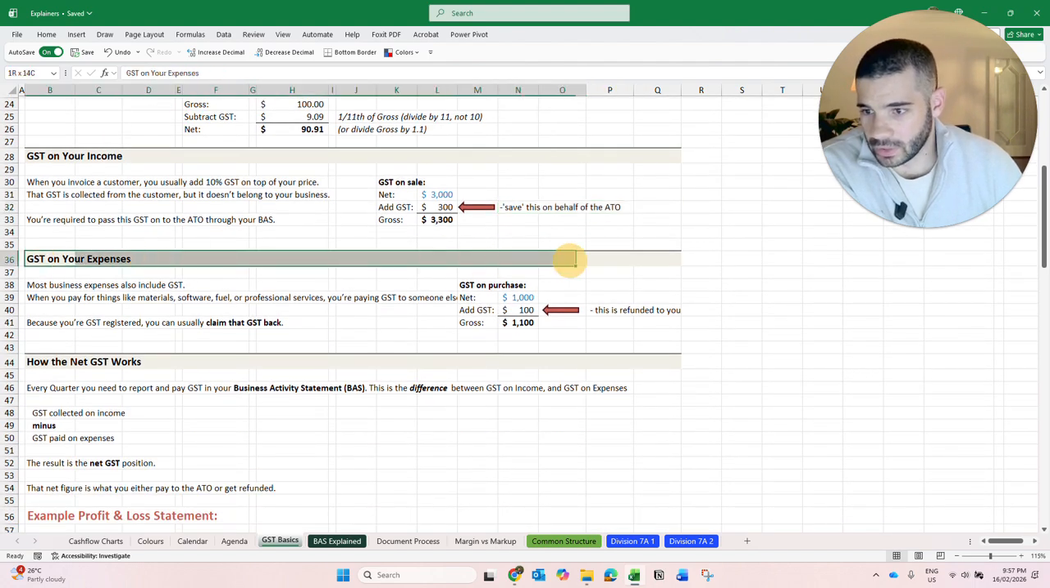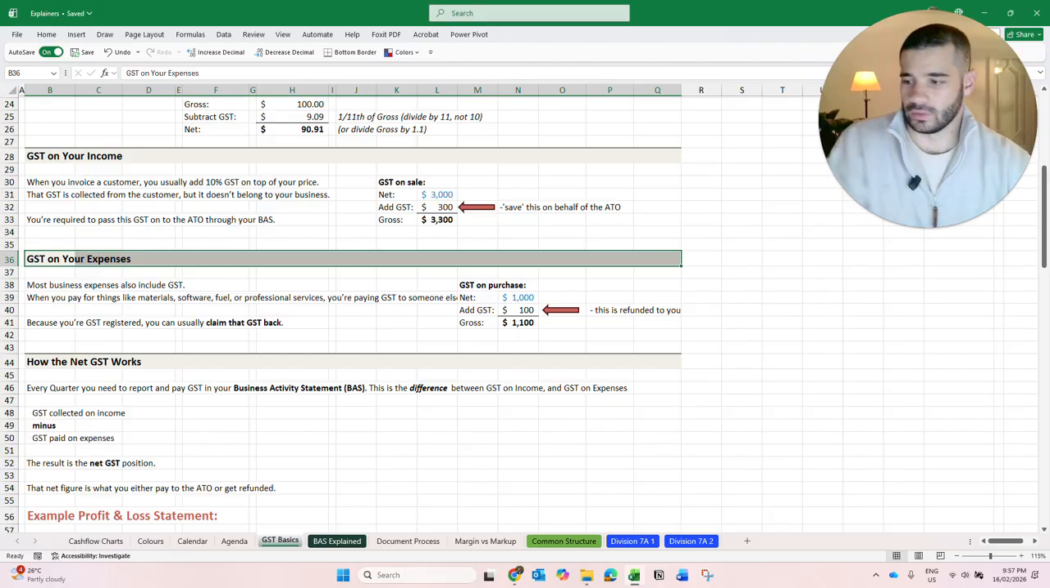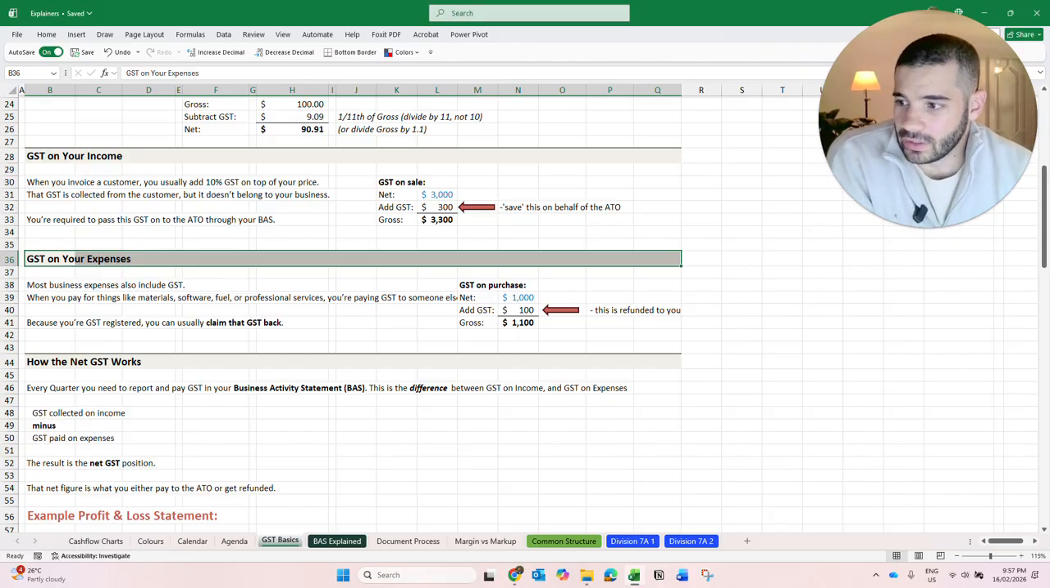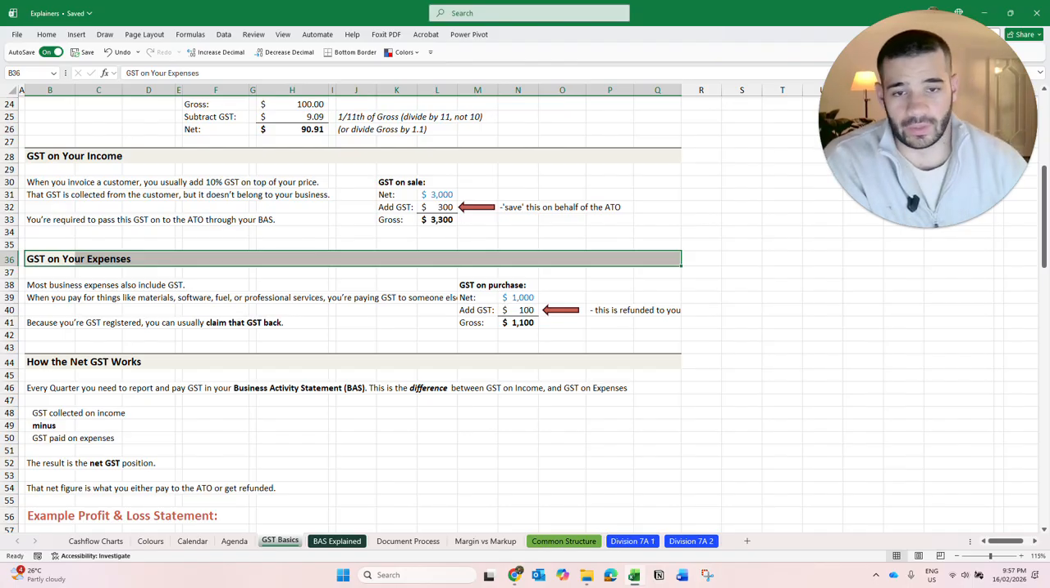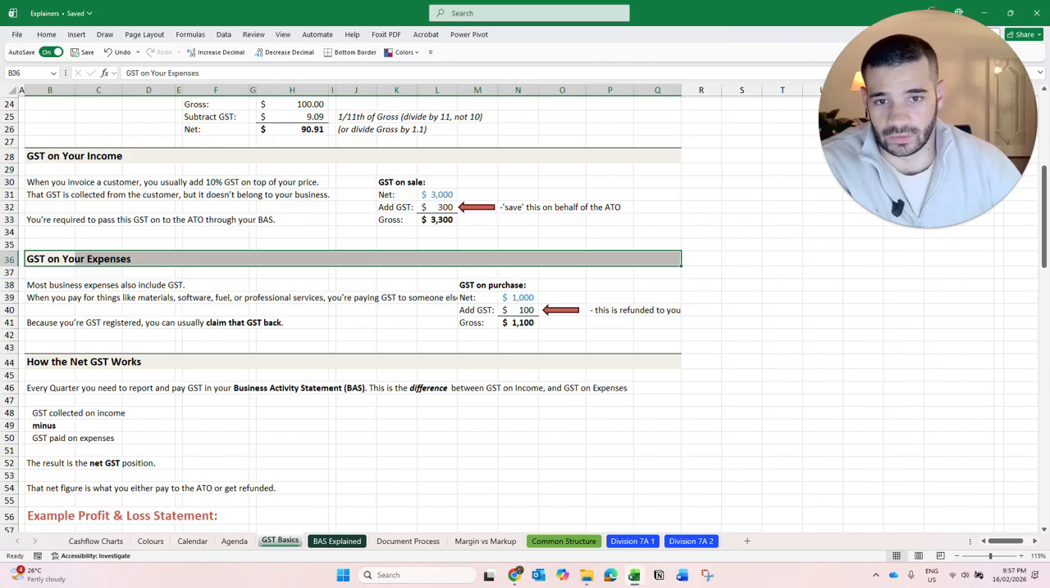Now the next part of the equation is one where some people don't quite understand. And that is that when you're running a business, you obviously have costs as well. If you're providing a service, you've probably paid for some materials, and you've got some overheads that are going into creating that service. So when you buy things like materials or software subscriptions, fuel for the vehicles, your accounting fees, your advertising, all of these costs, you're really paying GST to someone else, right?